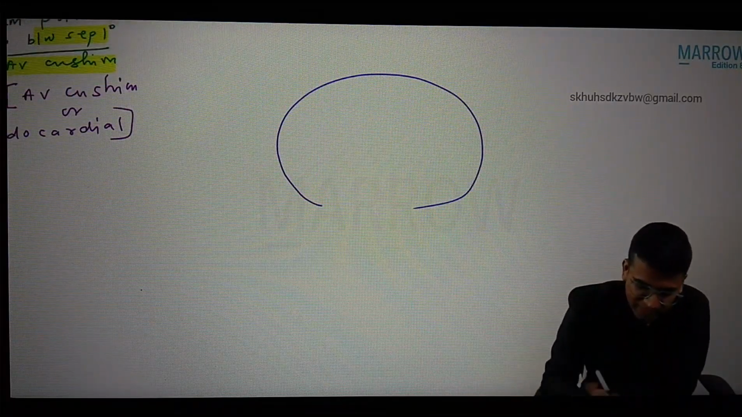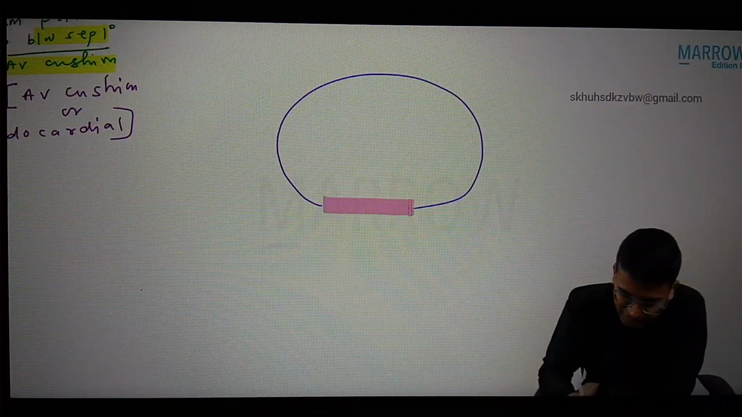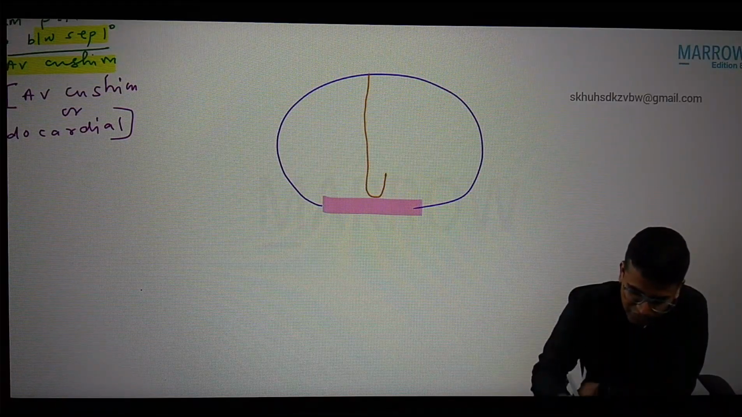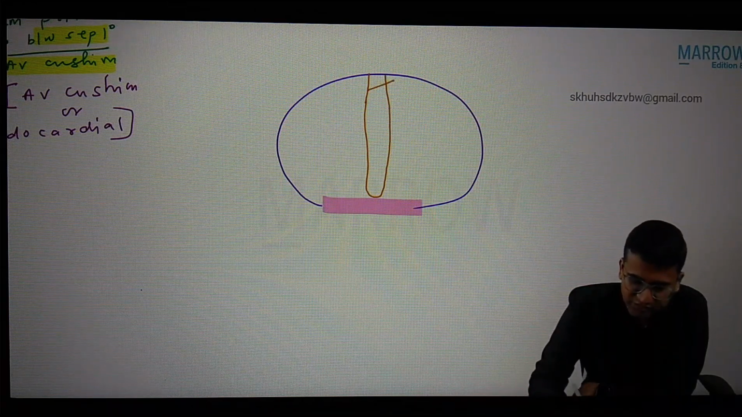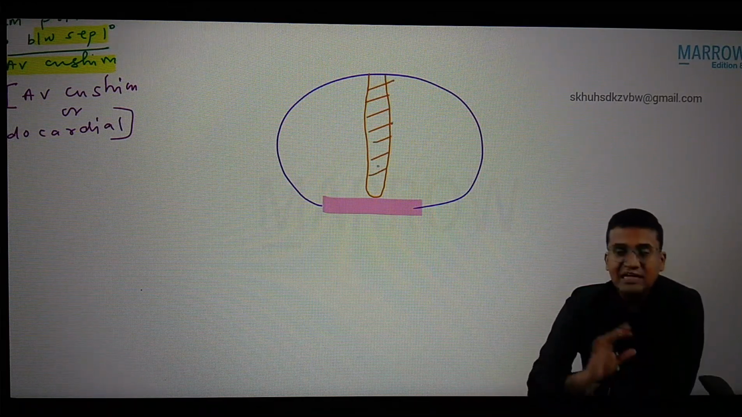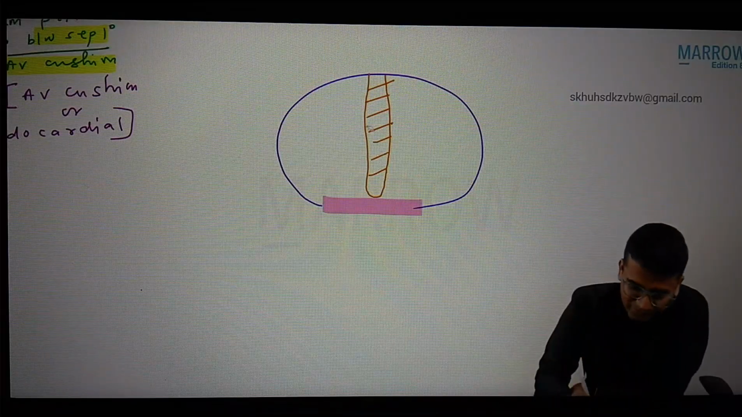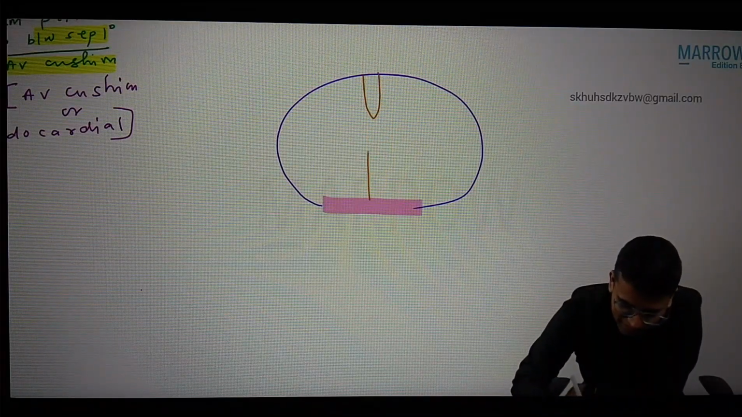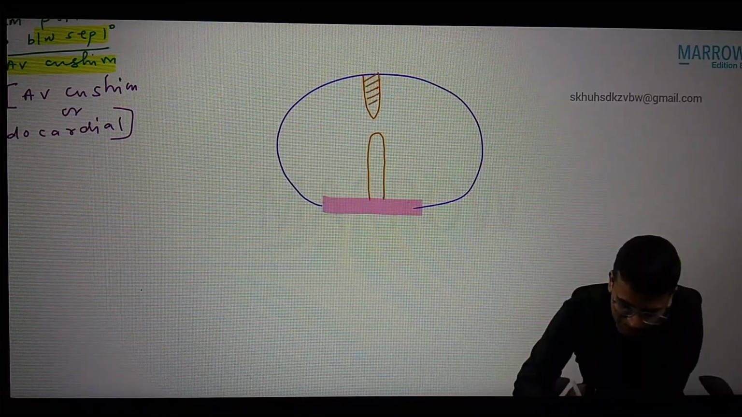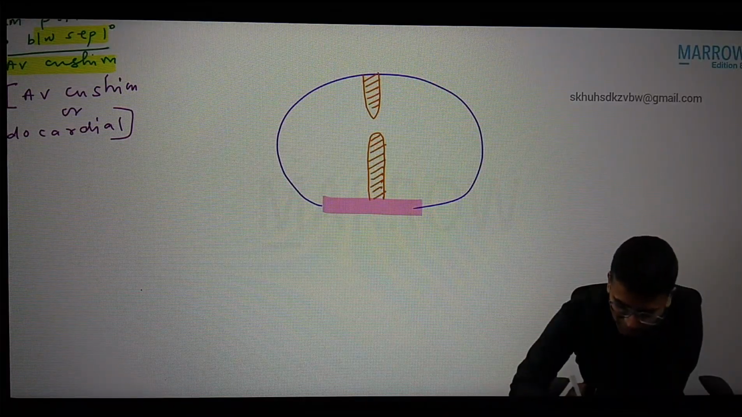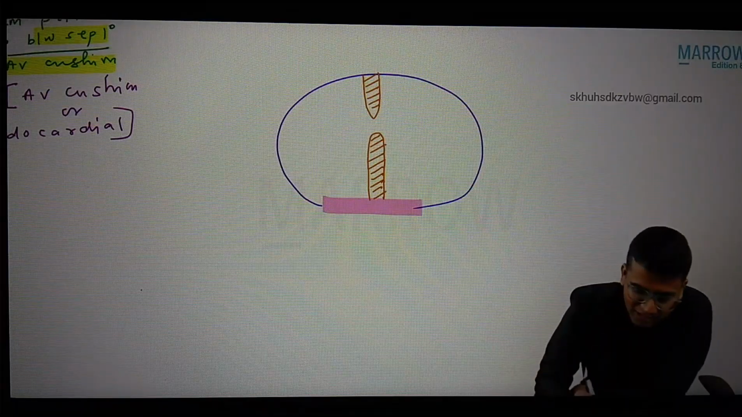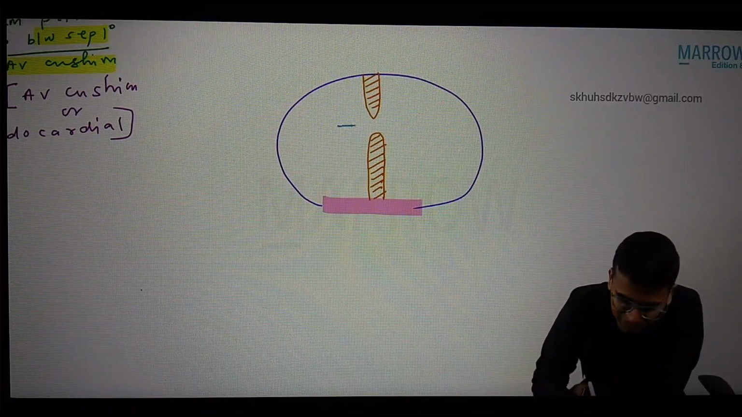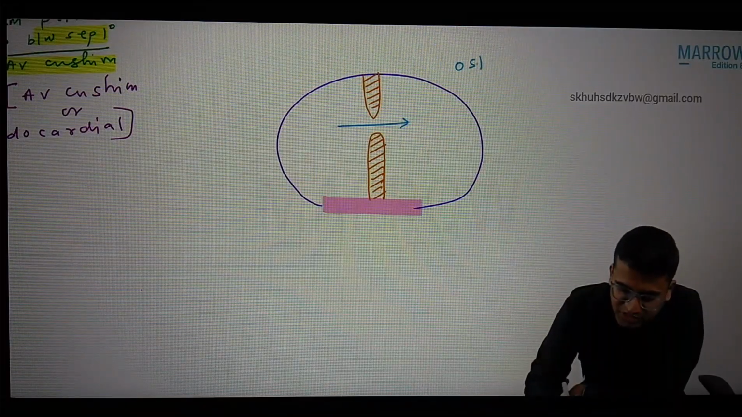This is the common atrial chamber and this is our AV cushion. Now the septum fuses with the AV cushion. But immediately after this, there will be a break in the septum primum. The septum primum will break in the middle like this. Now we have a new gap. This gap is called ostium secundum.